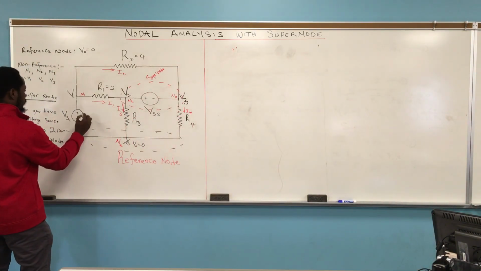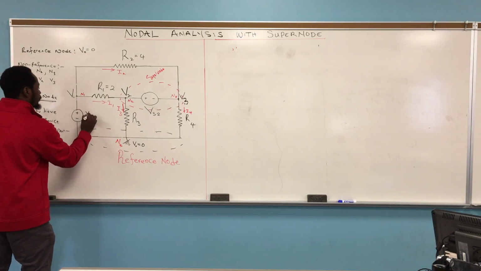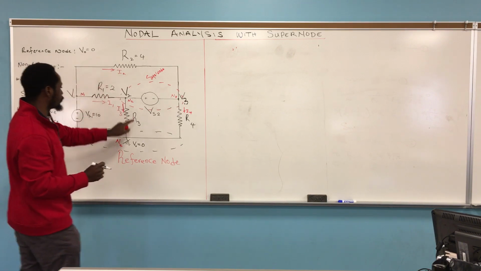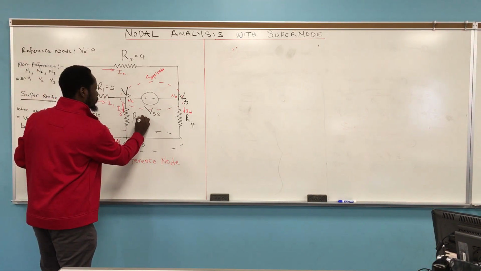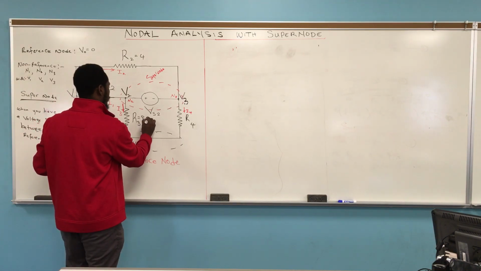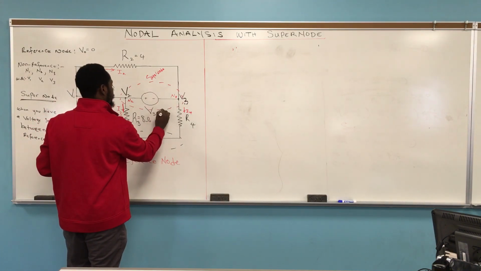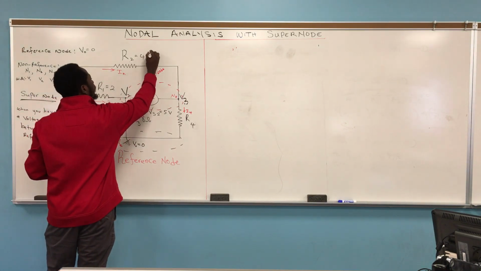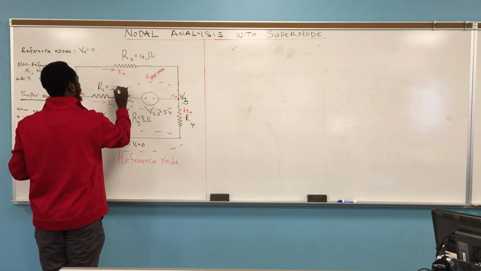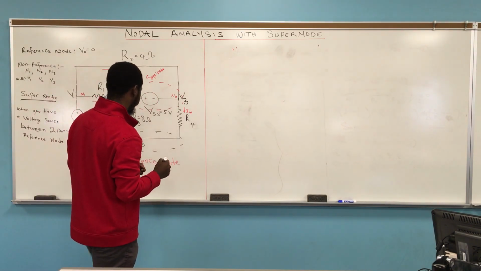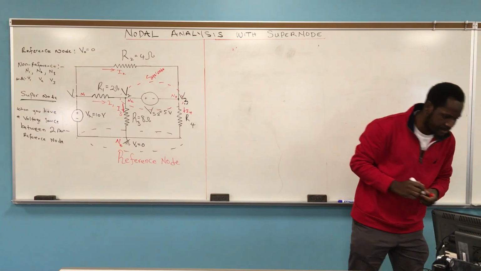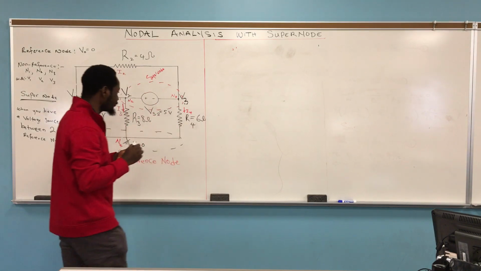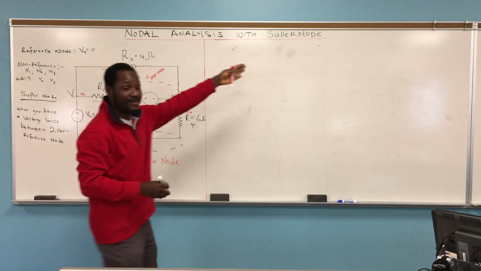So VS1 is 10. This is 4, this is 2. I believe this is 8 ohms. This is 5 volts, ohms. And the last one is 6 ohms. So now, we already have the expressions, right?